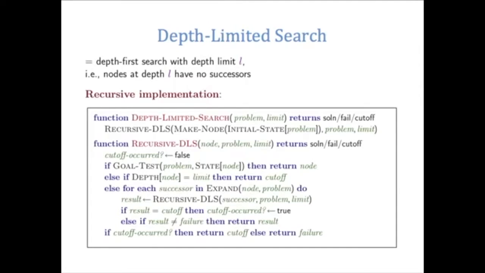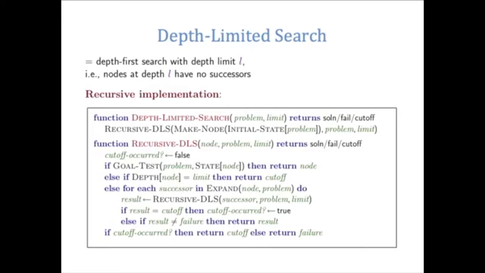So the idea is that we return either a solution or fail, or we report that we reached the cutoff. In other words, it's not that the search necessarily failed because we haven't explored the entire state space. It's just that we've reached the depth limit. And so we just check each time to see if the cutoff occurred.